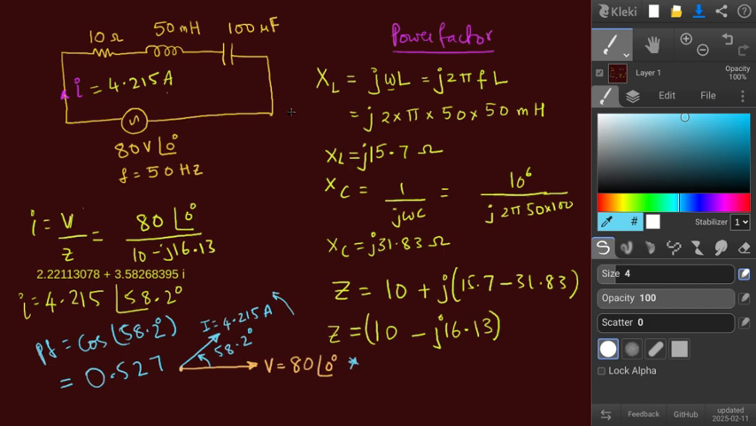Now, to cancel out the capacitive nature, you need to add an inductor to the circuit. If the circuit was inductive in nature, then to cancel out the inductance, you need to add a capacitor. So here, I will go to a new page.